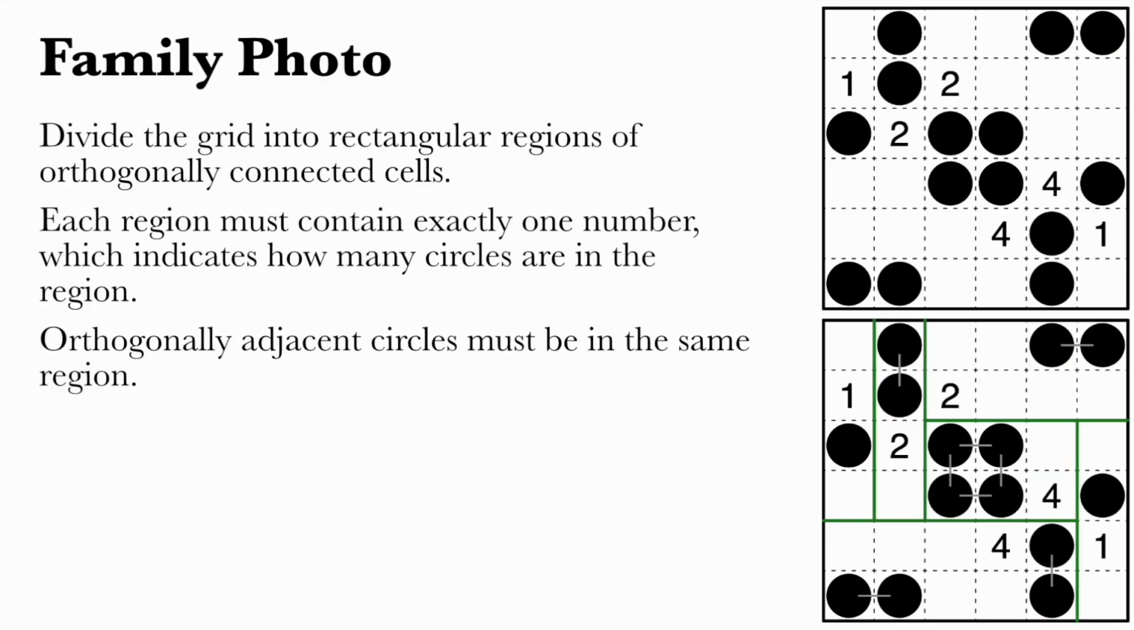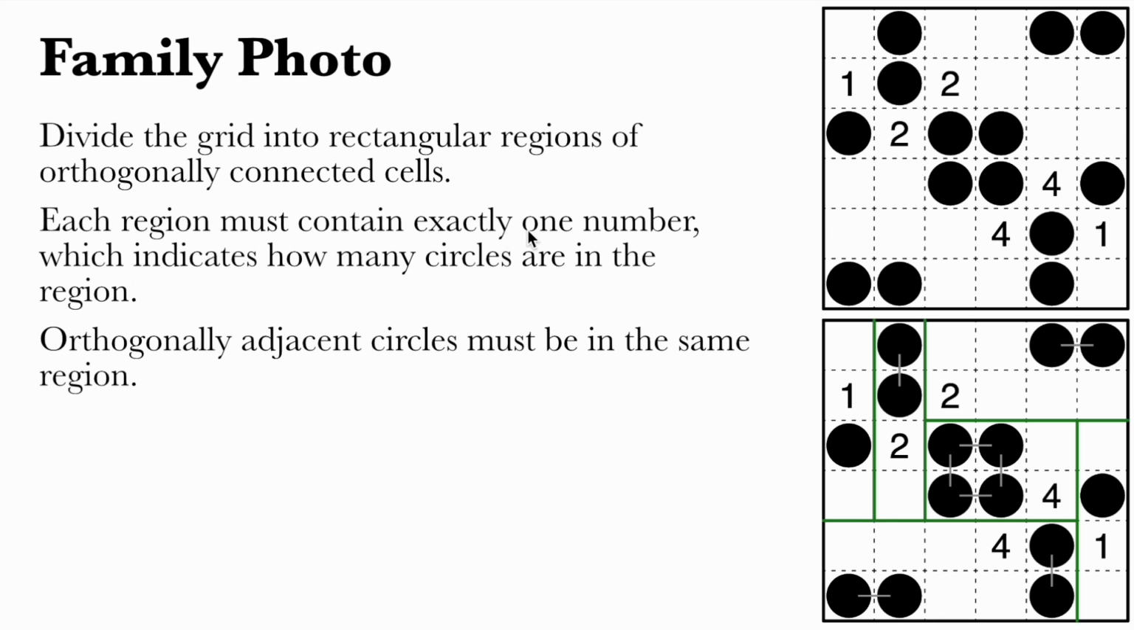Today we will be playing something called a family photo. Let's discover it together as we take a look at the rules. In Family Photo, we divide the grid into rectangular regions of orthogonally connected cells. Just a wordy way of saying we're going to be making some rectangles. Every cell in the grid is going to be part of a rectangle. We're drawing these green borders to make them.